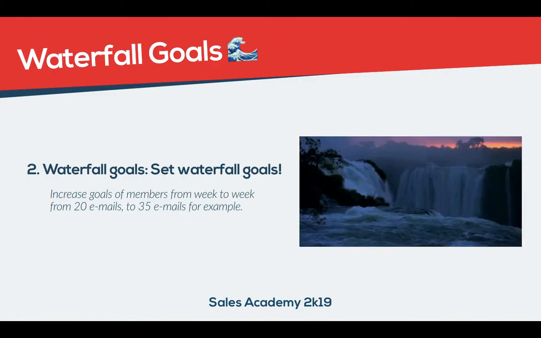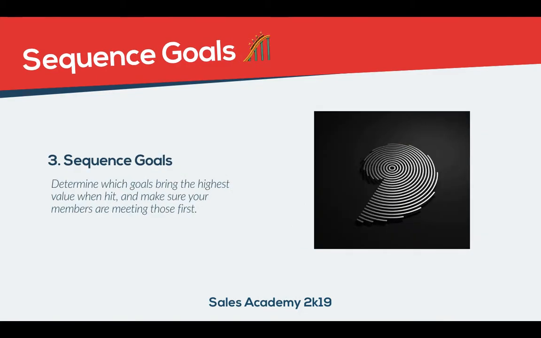Step number 2 is to have waterfall goals. What does it mean? It is simply that you need to increase your members' goals from week to week, from let's say 20 emails to 35 emails in the second week, not from 10 to like 50 or 60, because it can be quite over challenging. But it also tells you that as soon as you have educated your members and as soon as they already know the basics of what they should do and how to make it happen, you can slowly increase their goal to also give them more responsibilities.